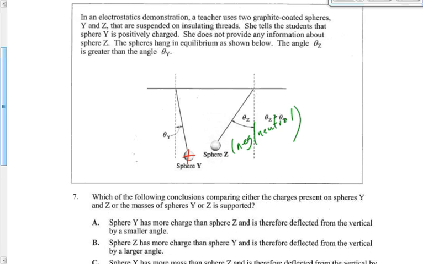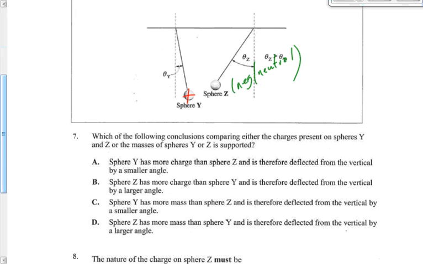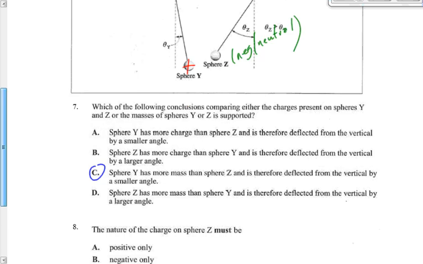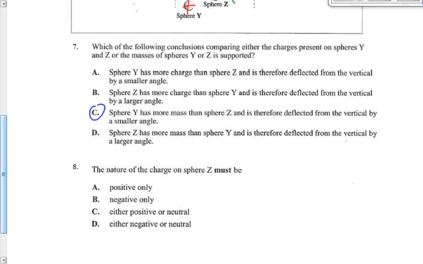Let's look at our questions here. 7. Which of the following conclusions comparing either the charges present on Y and Z or the masses on Y and Z is supported? Well, we just did that, right? Mark just answered that question without even knowing what the question was. He said that sphere Z has to be lighter, or in other words, sphere Y has to have more mass than Z. Same force, got to have more mass if it's not going to be deflected as much. 8. Hey, we already answered this question as well without knowing what the question was. The nature of the charge on Z must be either negative or neutral. The answer would be D for that one.